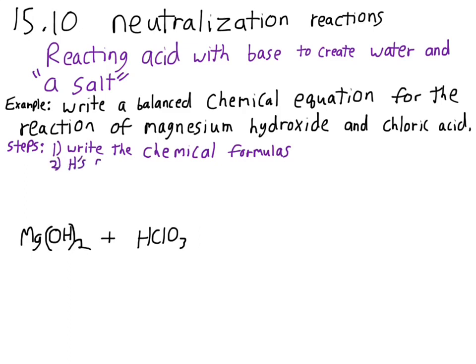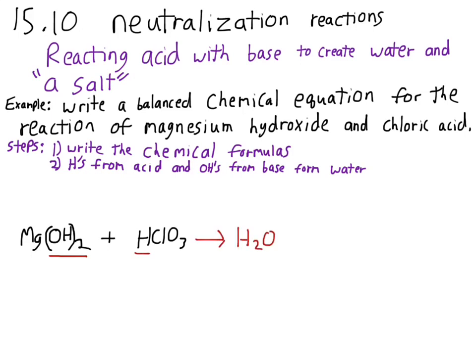Next step is that the H's from the acid and the OH's from the base form water. Now this can be more than one. We'll take care of any unevenness when we balance it, so don't worry about it. See, in this one there are 2 OH's and just 1 H, but we're still just going to write water, and we'll take care of the unevenness when we balance it. All the OH's and all the H's make water.